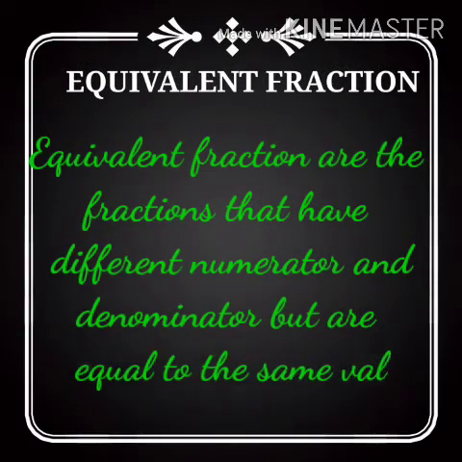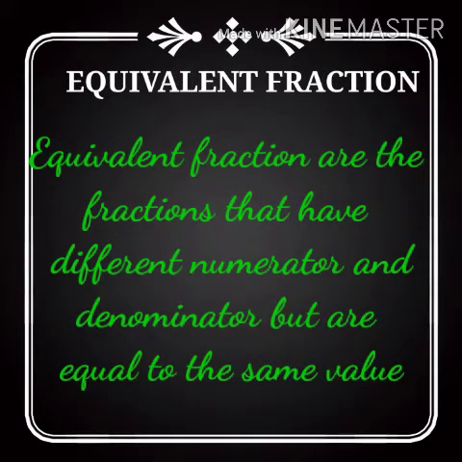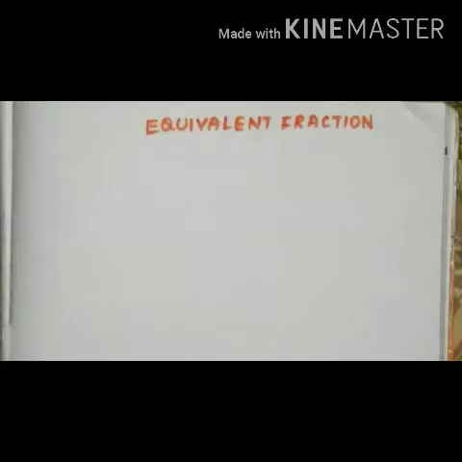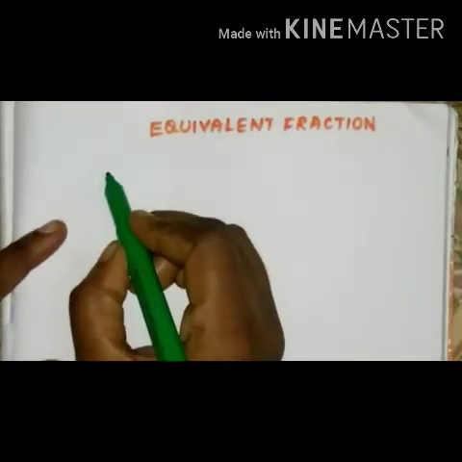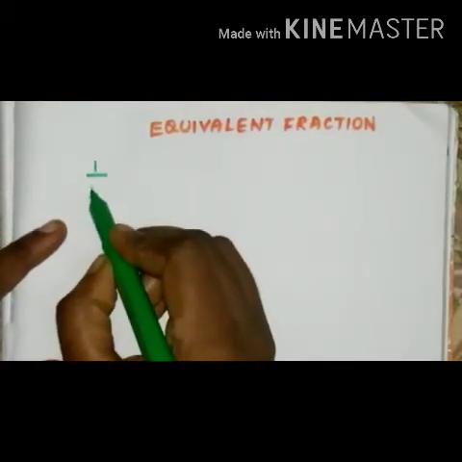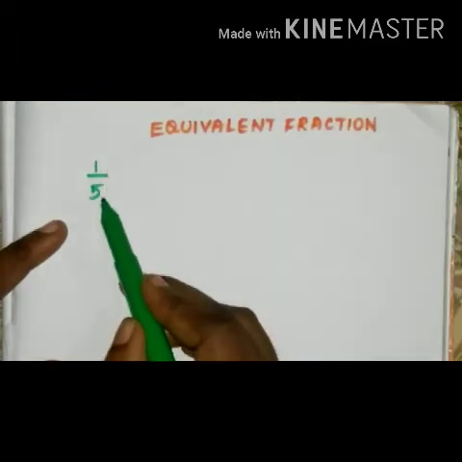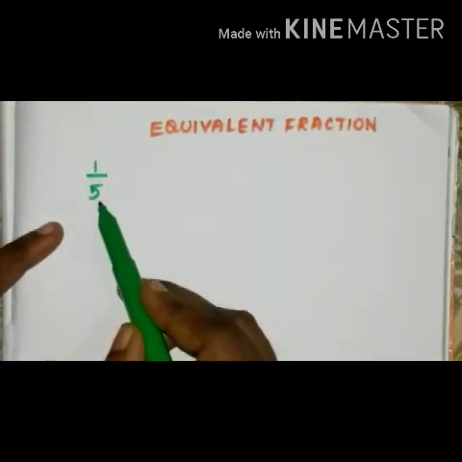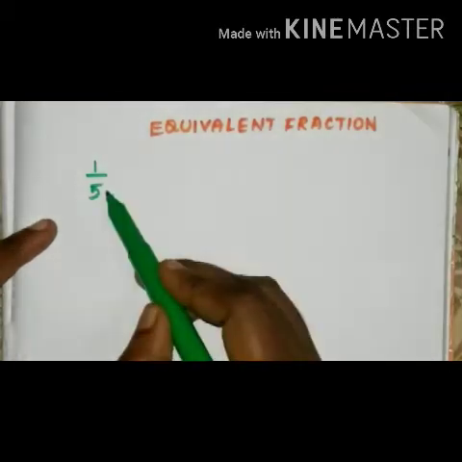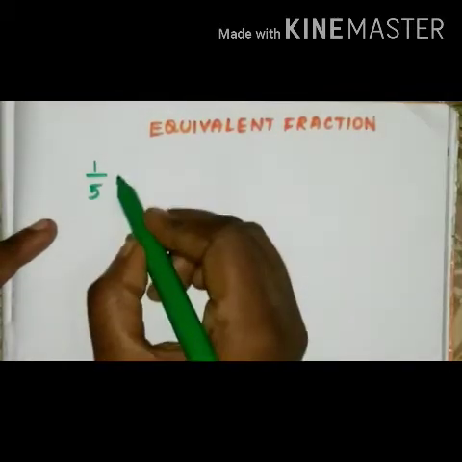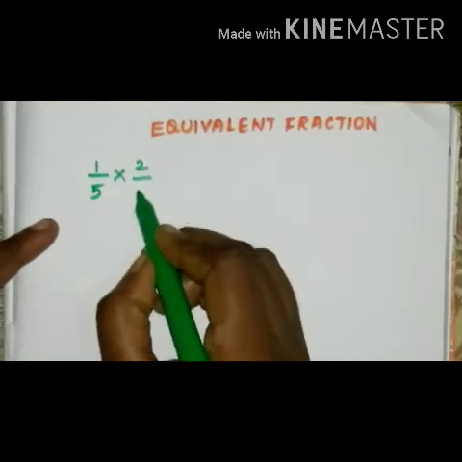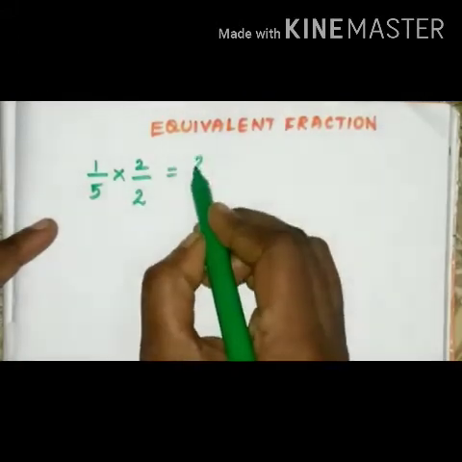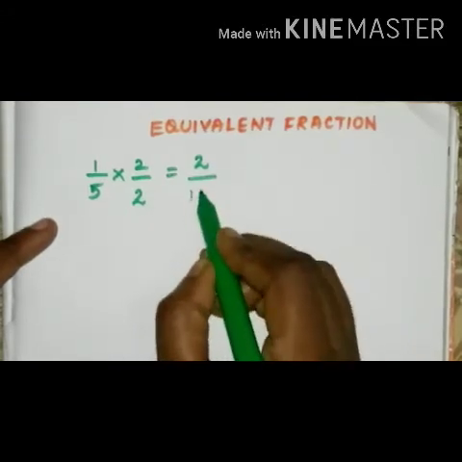Equivalent fractions. Equivalent fractions are fractions that have different numerator and denominator but are equal to the same value. Now let's see how to find the equivalent fraction. For example, consider the fraction 1 by 5. Here 1 is a numerator, 5 is a denominator. First, to find the equivalent fraction, you have to multiply the numerator and denominator by 2. 1 twos are 2, 5 twos are 10.